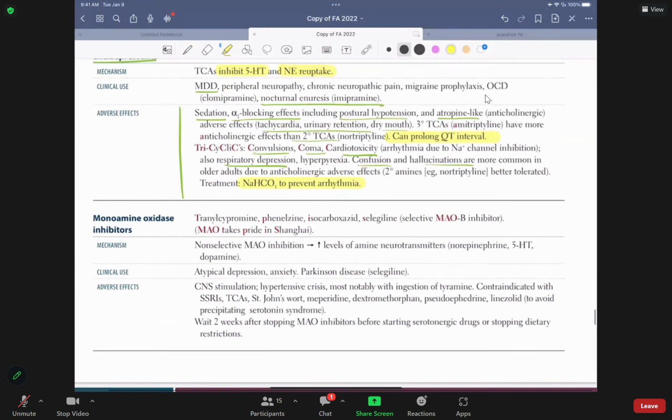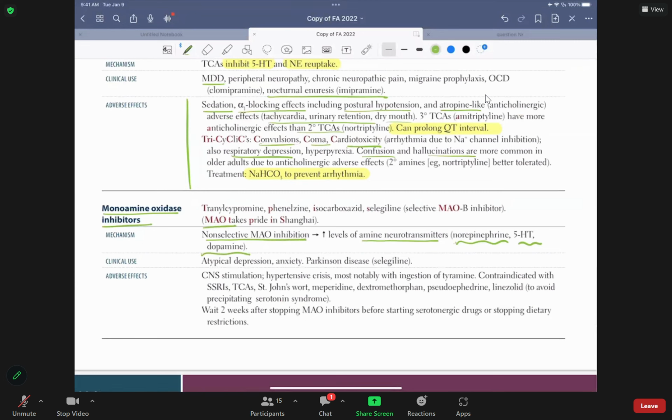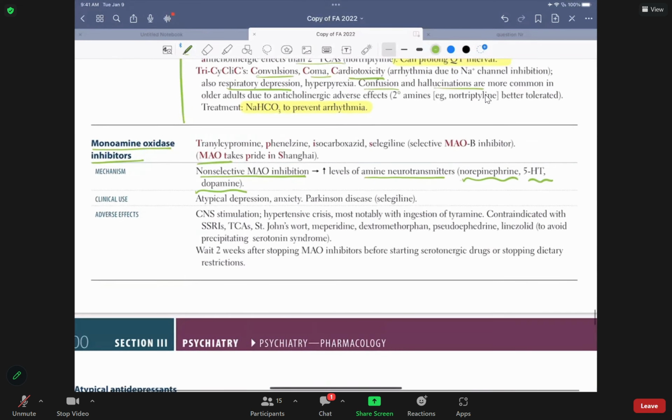Now, the next type of antidepressants, monoamine oxidase inhibitors, MAO, okay? These are non-selective MAO inhibitors, which increase amine neurotransmitters: norepinephrine, serotonin, dopamine. You see that? It's the same thing, folks. Serotonin, norepinephrine. The only additional thing here is dopamine, but we should know dopamine gives rise to epinephrine and norepinephrine. Does that make sense, folks? Okay. So the same thing, we use it for atypical depression.